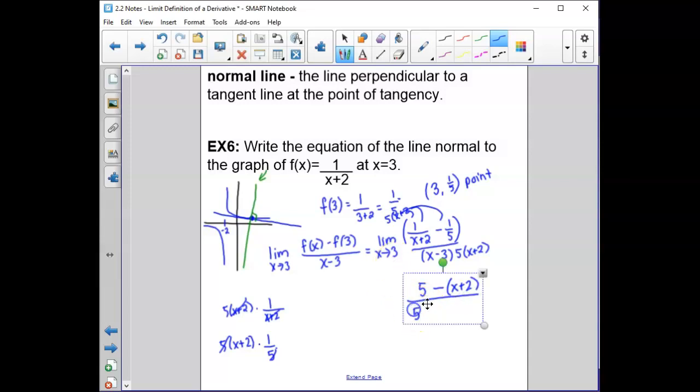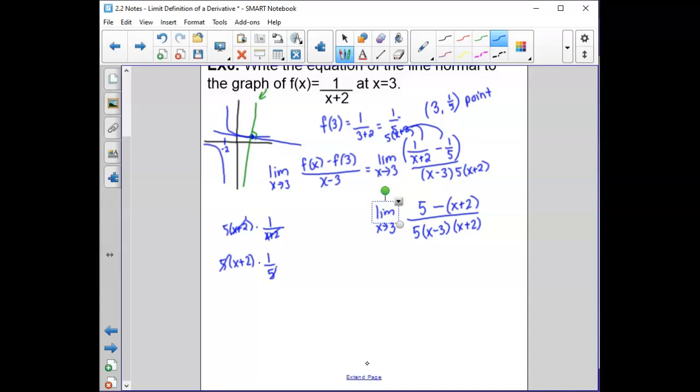And I'm going to write this denominator this way: 5 times x minus 3 times x plus 2. And to be a good calculus student, we are going to put our limit notation here. If we distribute our negative, we're going to get 5 minus x minus 2, which is going to give us the limit as x approaches 3 of 3 minus x over 5 times x minus 3 times x plus 2.